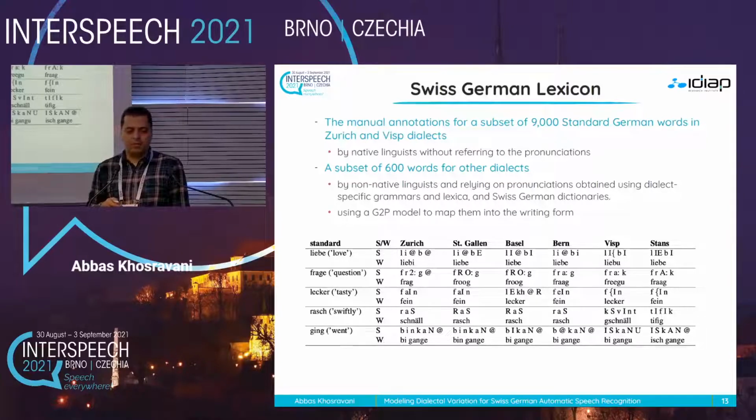And these are some examples of the standard German words mapping to different dialects. You can see that we have the writing forms here. Most of them for this word are almost the same, but we also have some words like lecker that is totally different in some regions.